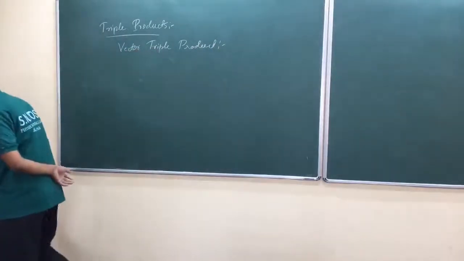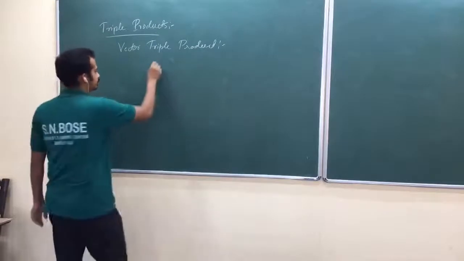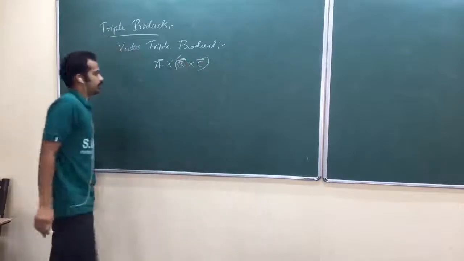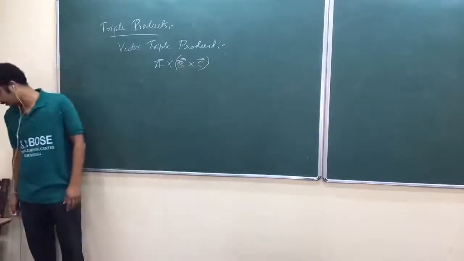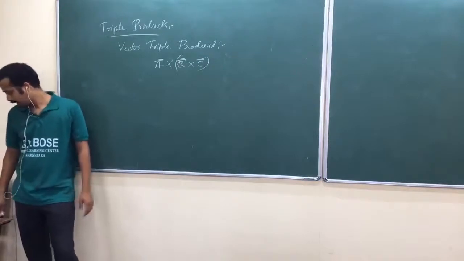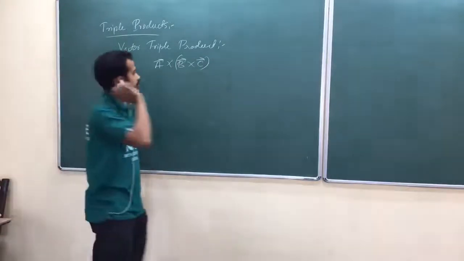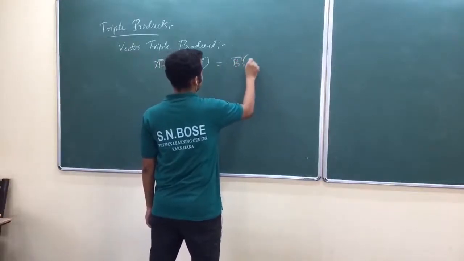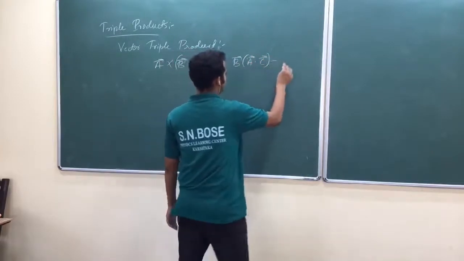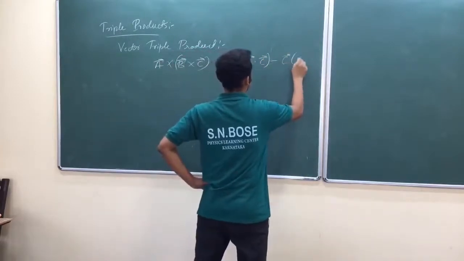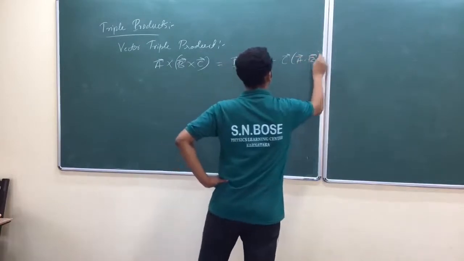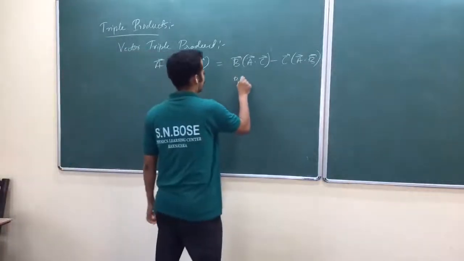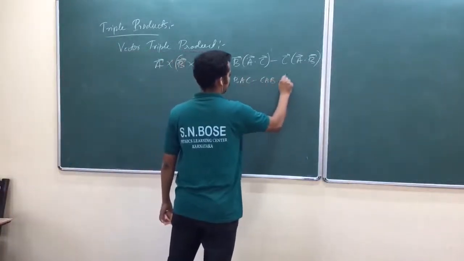Scalar triple product, vector triple product, A cross B cross C. A cross B cross C, that's obviously a vector, am I right? So we have the back cab rule. I hope you know that one. We call this one the back cab rule: B A C minus C A B. Wait a second, let me check it out. Yeah, this is called the back cab rule. You remember it like that. Back cab rule.